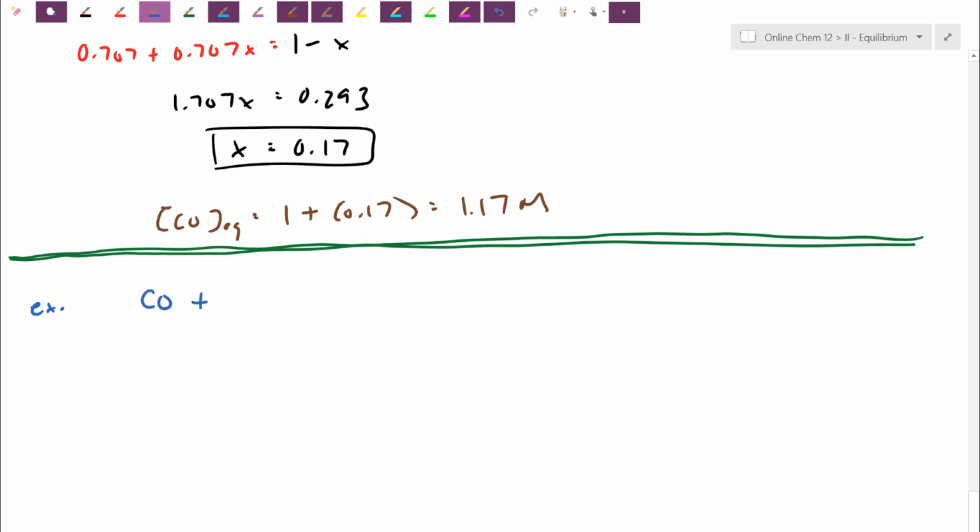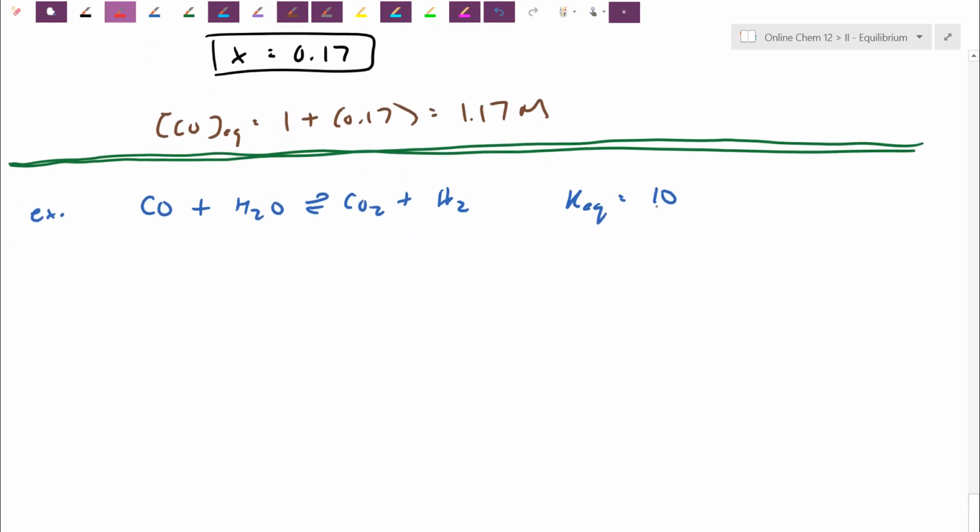So just for fun here, we have CO and H2O in equilibrium with CO2 and H2. I'm going to give you our Keq here, which is currently 10. So different from earlier, I'm at a different temperature here. You can already do some interpretations. If K is bigger than 1, that means I should have more products. Products are favored.